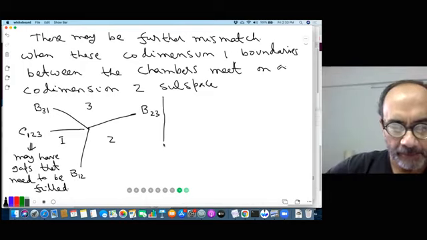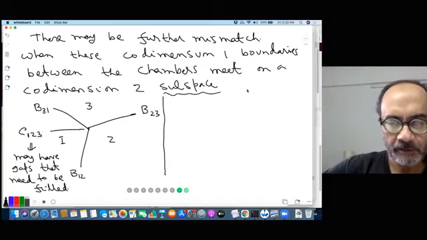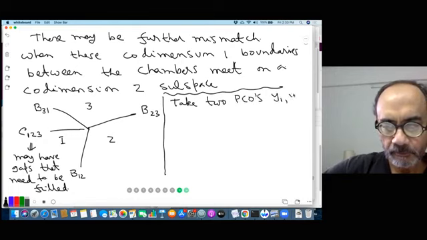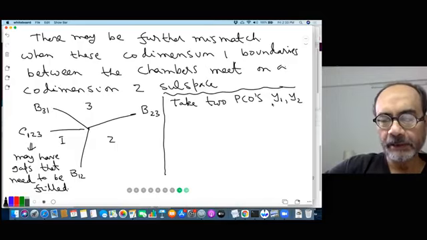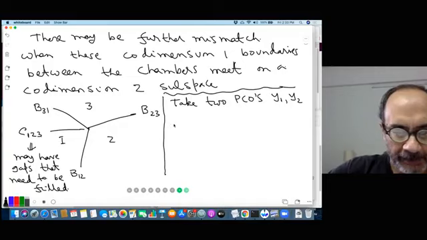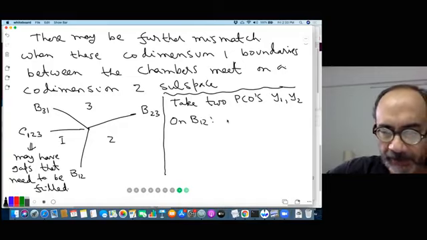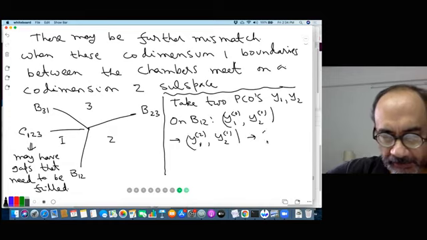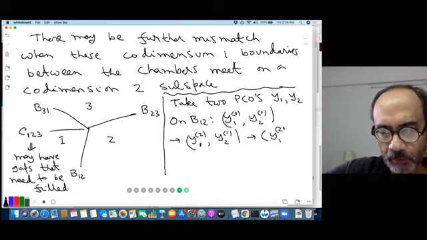So let's adopt some convention. Let's suppose that there are two PCOs. Let's adopt the convention that when you go across a boundary, you always move the first one first and then the second one. That's the way we'll choose the vertical segment. So on B12, we start with Y11, Y21. First you move Y1, so it becomes Y12, Y21, and then it becomes Y12 and Y22. So here Y1 is moving, here Y2 is moving.